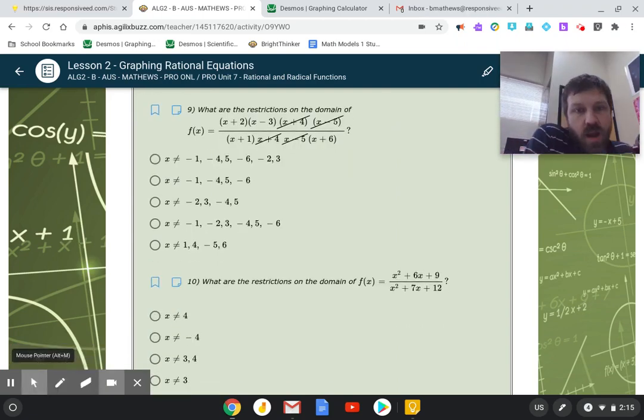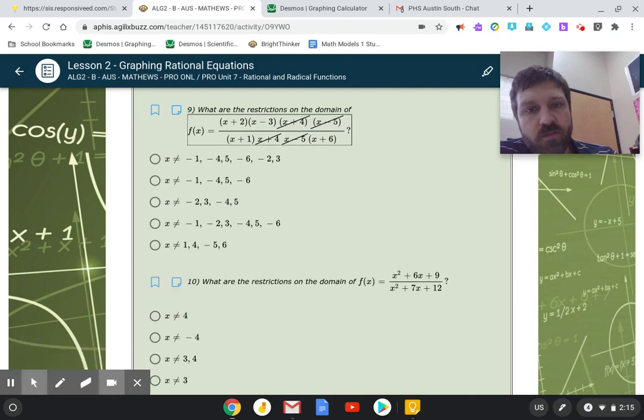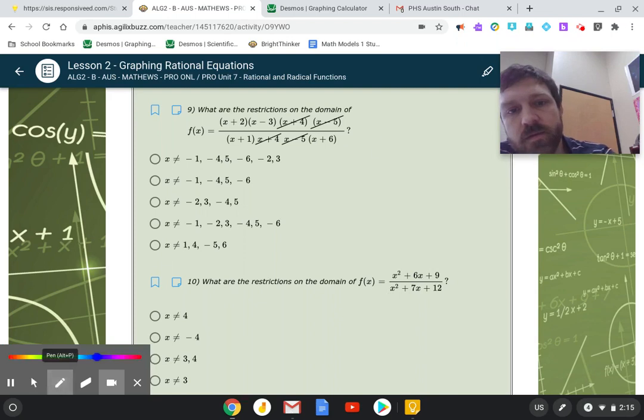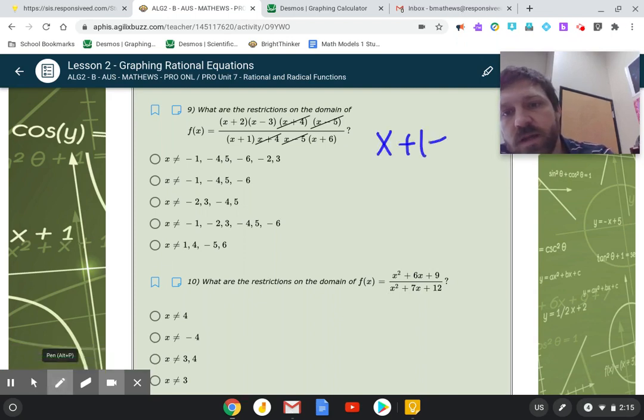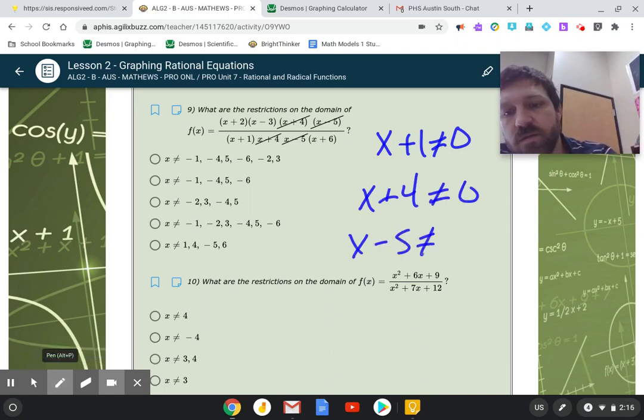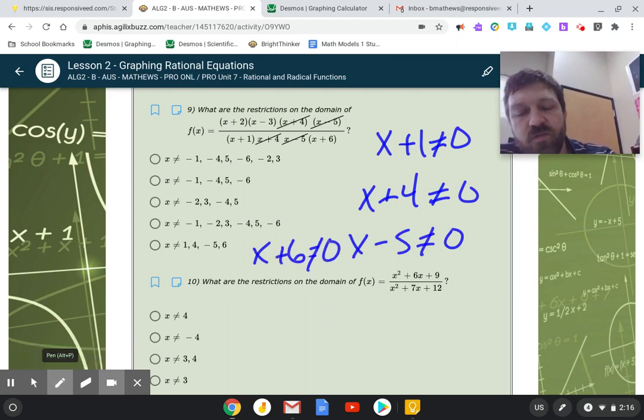What can x not equal? It does not matter if they have been marked out. So the fact that the 4 and x plus 4 and x minus 5 have been marked out doesn't matter. X can still not equal any of those numbers. It cannot equal whatever makes x plus 1 equal 0. So I'll basically show you x plus 1 cannot equal 0, x plus 4 cannot equal 0, x minus 5 cannot equal 0, and x plus 6 cannot equal 0. So you're going to have 4 answers.